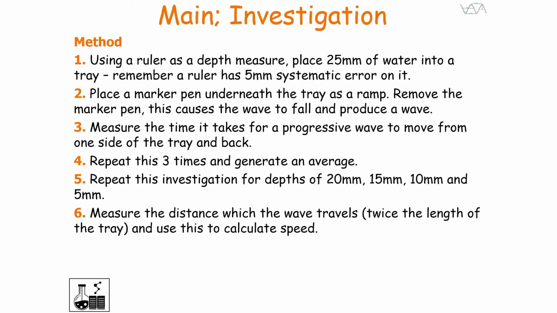You then measure the time it takes for this wave to move from one side of the tray and then back. Repeat this investigation 3 times and generate an average, and carry out this investigation for depths of 20mm, 15mm, 10mm and 5mm of water. And this will allow you to measure the distance which the wave travels, which will be twice the length of the tray, time how long it takes to go there and back, and use that to calculate your wave speed.